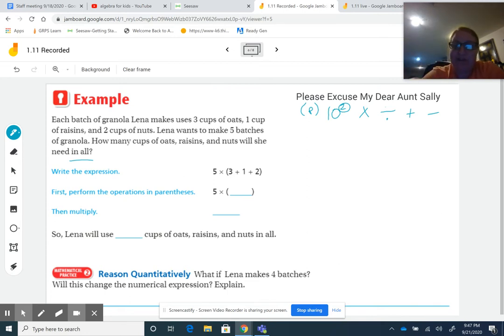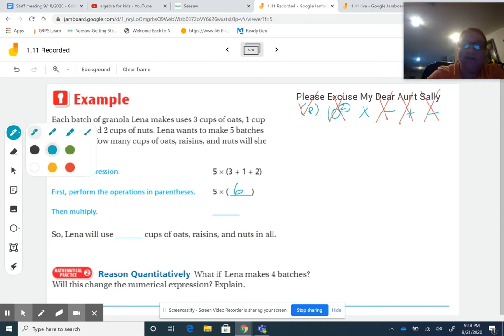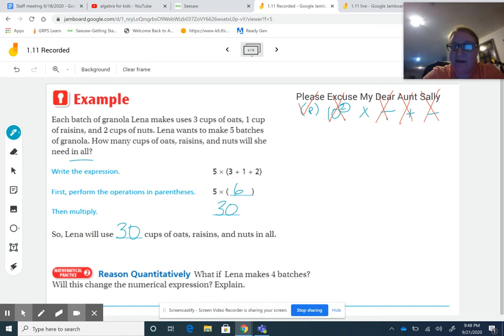So, do we have parentheses? Yes. We have 3 plus 1 plus 2. What is 3 plus 1 plus 2? Let's start with 3. Plus 1, 4. Plus 2, 6. So we have 6. Now, we've done that, so let's check that off. Do we have any exponents? No. Do we have any multiplication or division? Yes, we have multiplication. We do not have division, so I'm going to cross that off. And we do not have any add, and we do not have any subtract. So 5 times 6 is 30. So Lena will use 30 cups of oats, raisins, and nuts in all.